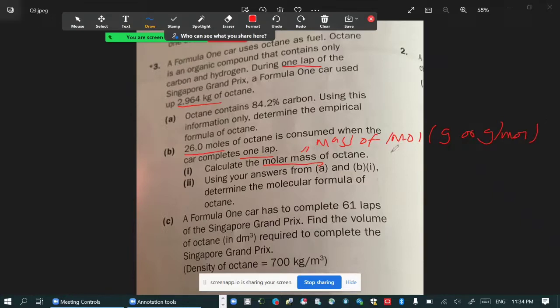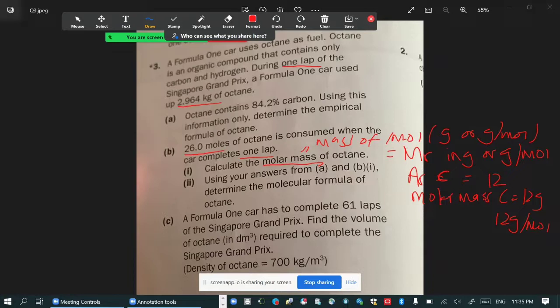You also need to know that molar mass is actually the same as the MR, in gram per mole. For example, the AR for carbon is 12. It also means that the mass of 1 mole of carbon, the molar mass of carbon, is 12 gram per mole. So molar mass and AR, value-wise, are the same. The difference is molar mass has a unit, gram per mole, but AR doesn't have a unit.